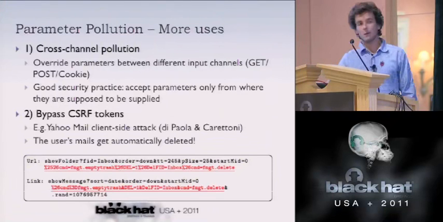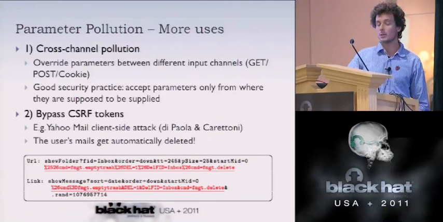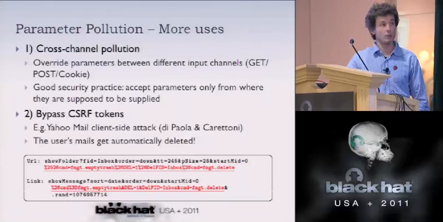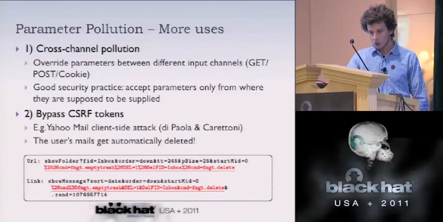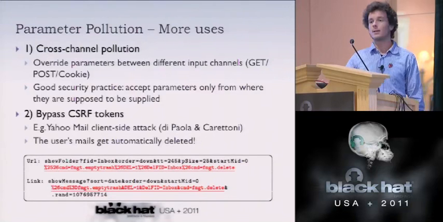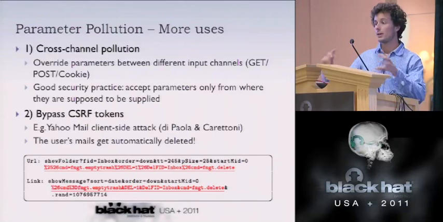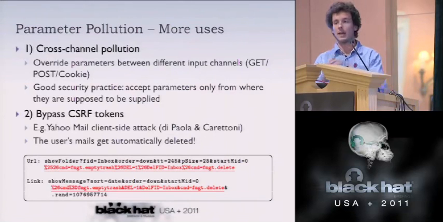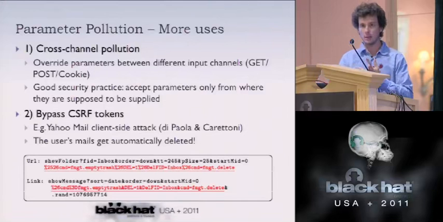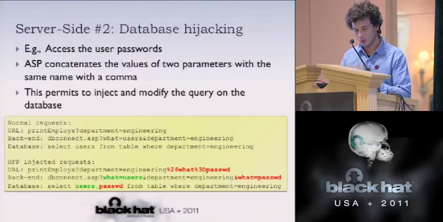Okay. So we have seen a client-side attack, parameter pollution, and a server-side one. Now we go into more uses of parameter pollution. We have three different uses for this attack. The first one is cross-channel pollution. That means you can not only override parameters that are in your same channel. For me, a channel is either a GET, a POST, or a cookie.